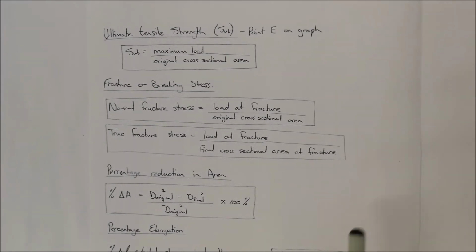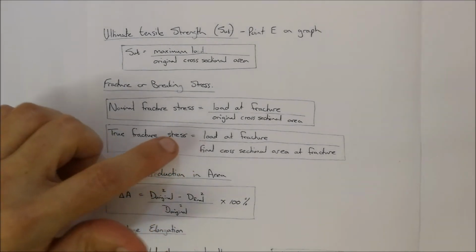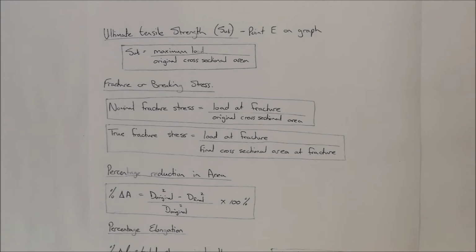And that is where this true fracture stress comes in. So you take the load at fracture, and you divide it by the final cross-sectional area at fracture. Finding that final cross-sectional area at fracture would be difficult if you pass that critical point. Okay, so nominal fracture stress can be calculated more easily because you're able to find the load just before it fractures, and then you would also know what the original cross-sectional area was.